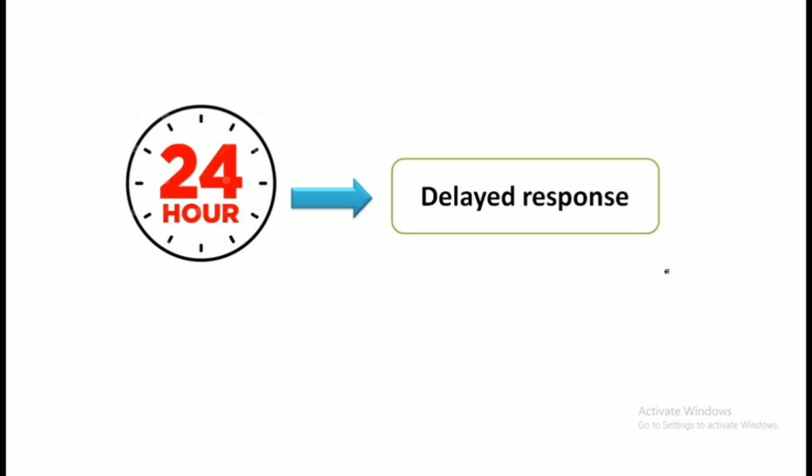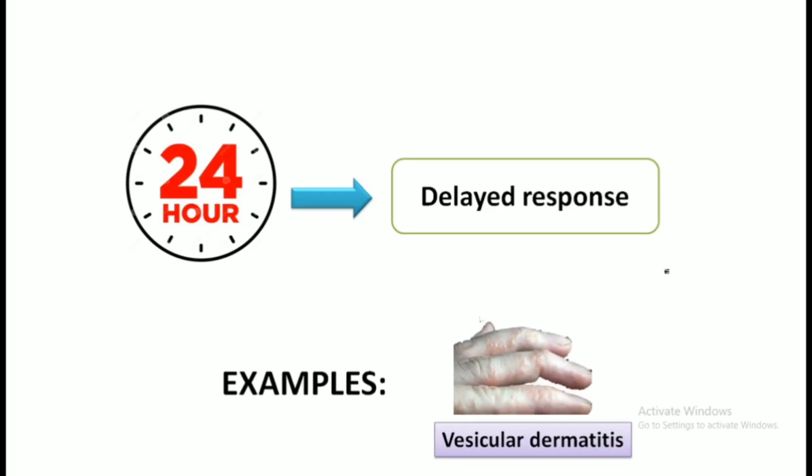Type 4 hypersensitivity takes more time to develop as it is cell mediated, so it is also known as delayed type hypersensitivity. Examples are vesicular dermatitis, which occurs nearly 24 to 72 hours after getting in touch with the poisonous substances.